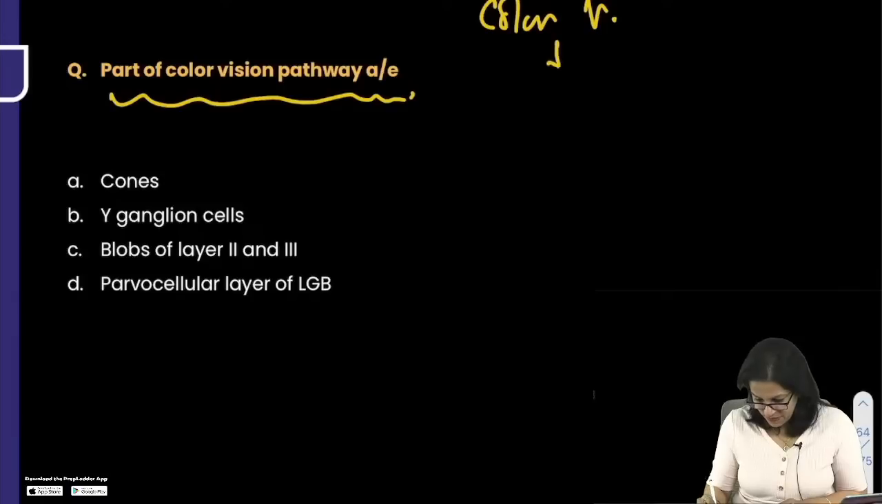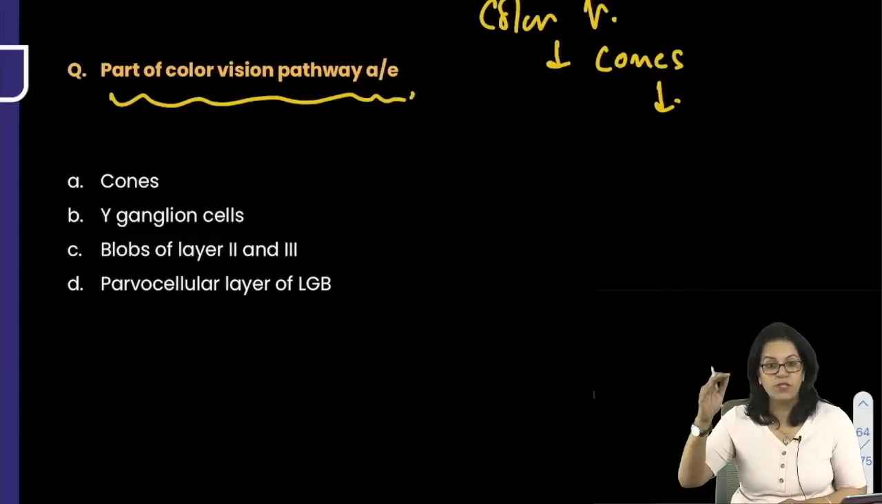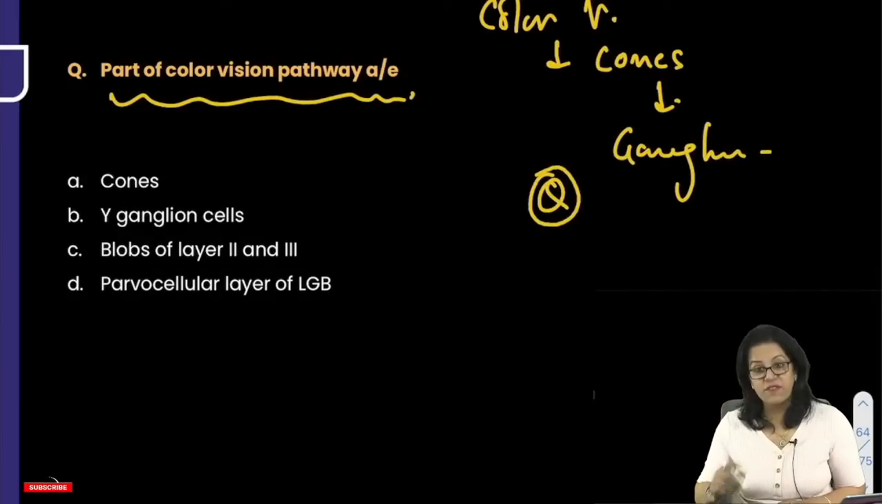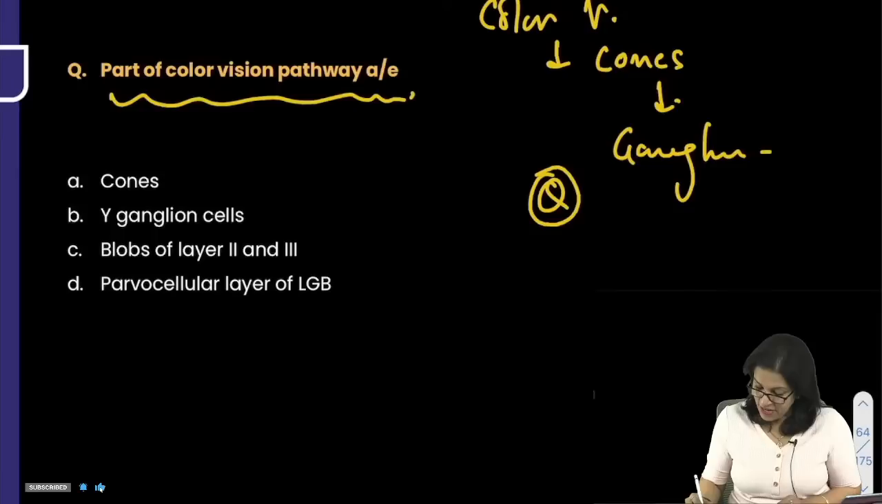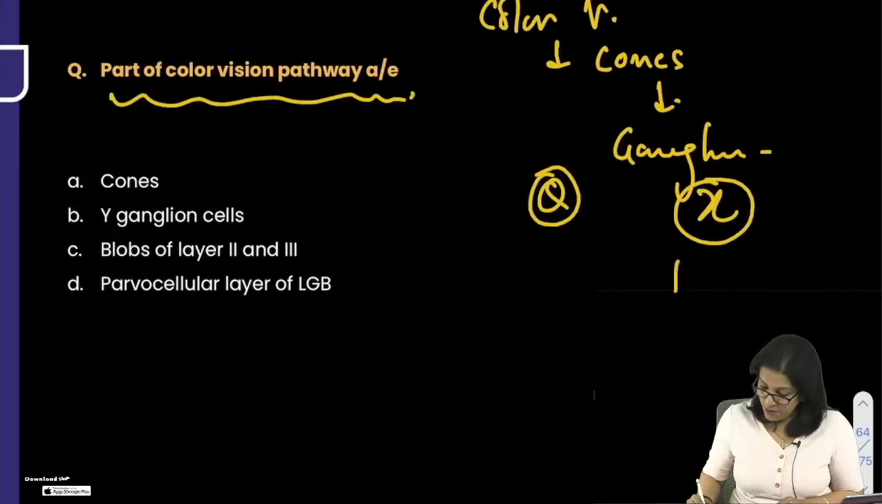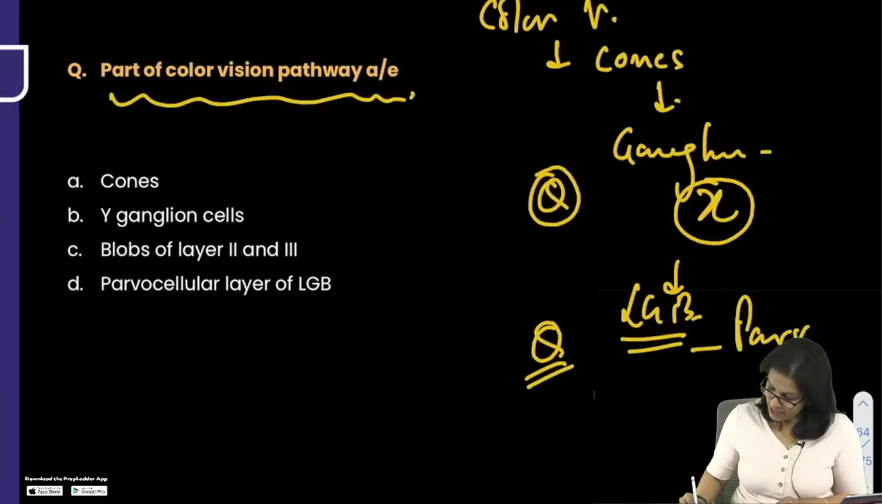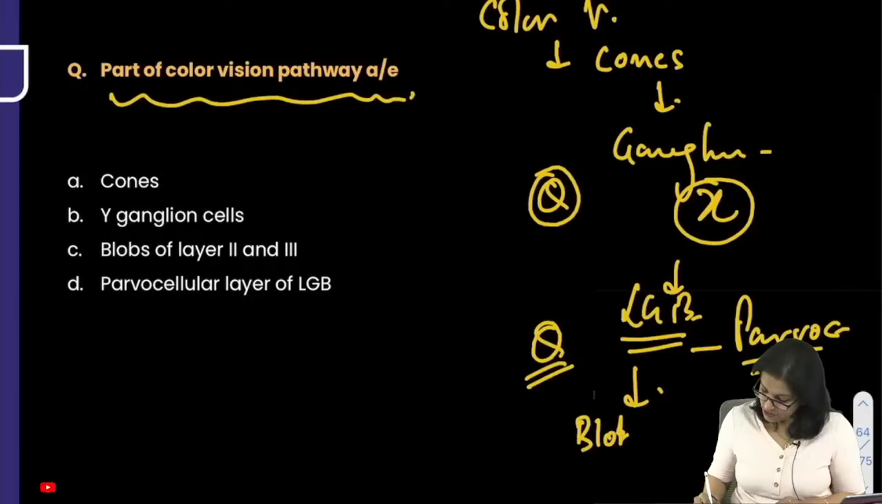So color vision pathway you all know will start with cones, isn't it? From the cones, passing through all the layers of the retina, it comes to ganglion cell. So first question has been, these are previous year questions for you, which ganglion cell is responsible for color vision? We will answer it is the X ganglion cell. From there goes to lateral geniculate body, again another question, which part of the lateral geniculate body? We will answer parvocellular layer. And from there it goes to blobs of layer 2 and 3 of primary visual cortex.